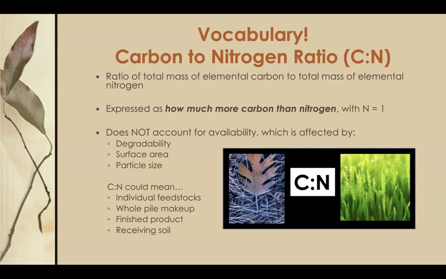And then we're going to talk about the receiving soil and the carbon and nitrogen ratio that's there. When we're talking about this ratio, we want to understand that it's not the amount of these elements in whatever we're talking about, it's how they relate to one another. So we're expressing how much more carbon there is than nitrogen, and nitrogen's always going to equal one in this ratio. So if we have 1 part nitrogen, how many more parts carbon do we have? But it doesn't mean that there's only 1 part nitrogen in the soil. So I just wanted to clarify that.